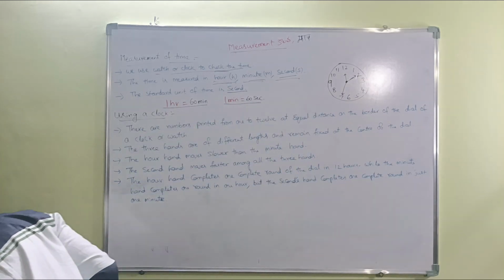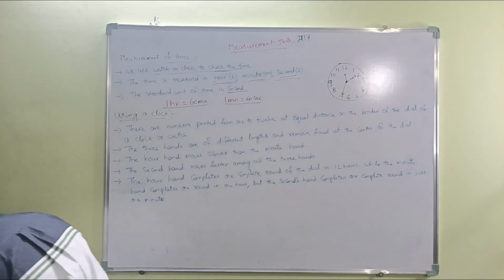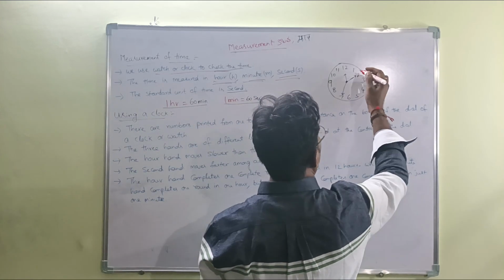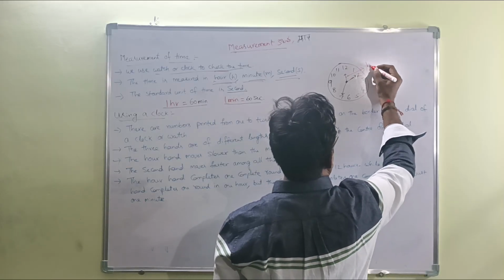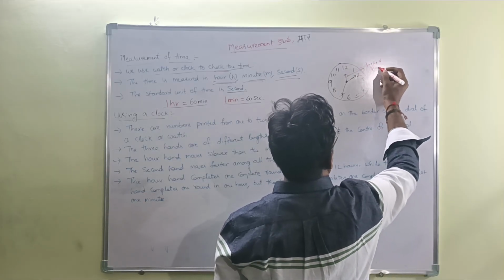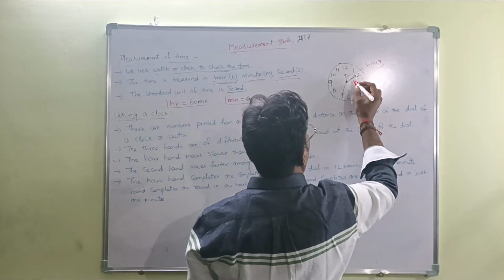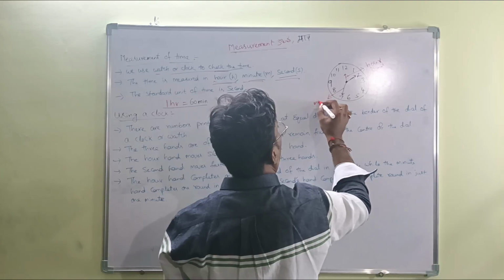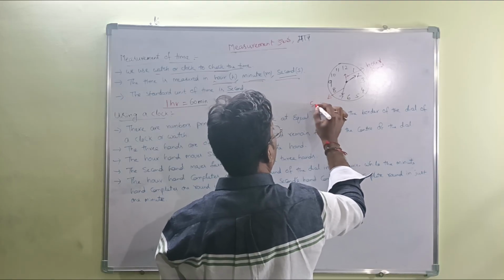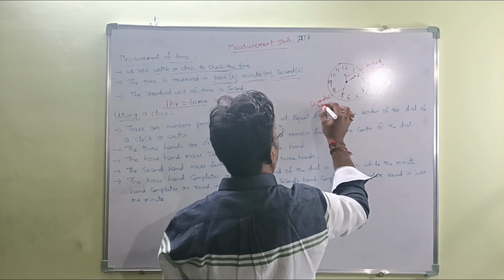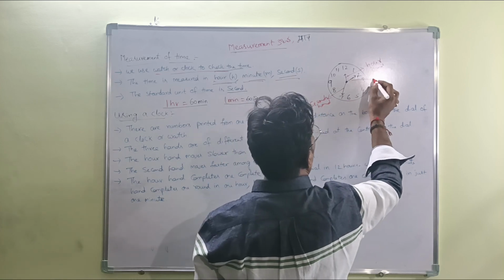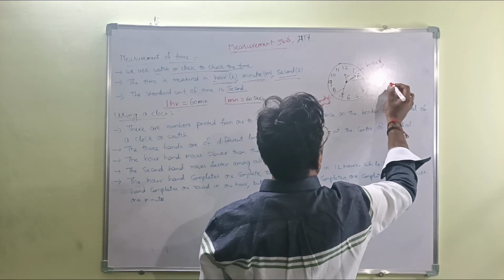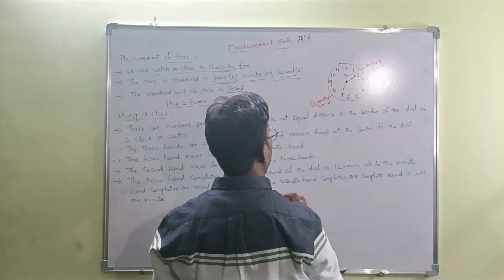See here, the smallest one is the hour hand, and the largest one is the seconds hand, and the middle one is the minute hand. I mean, middle one means in between the hour hand and seconds hand.